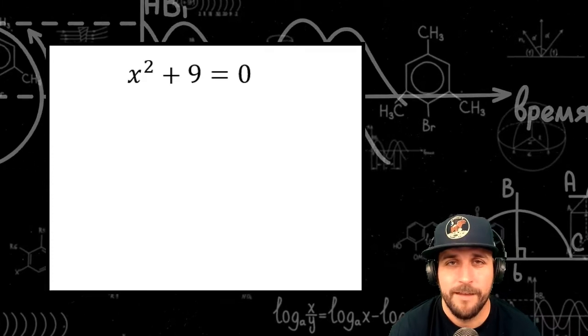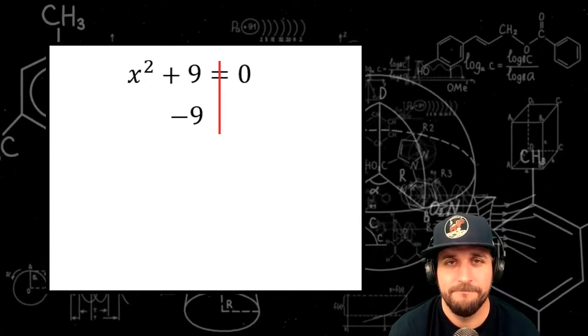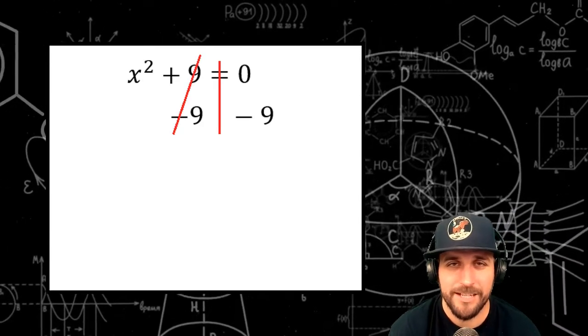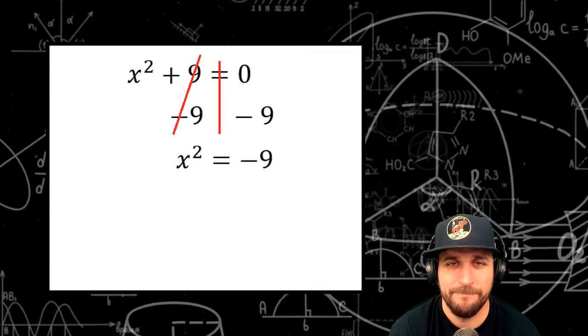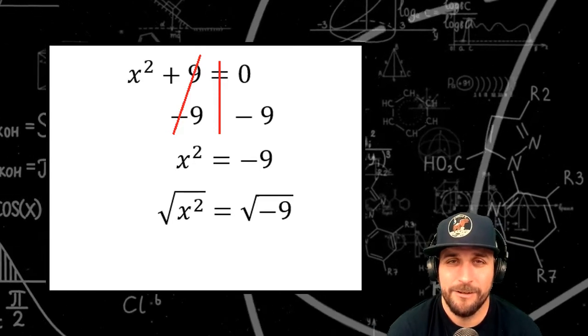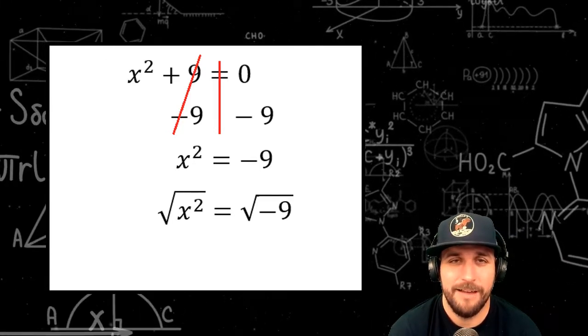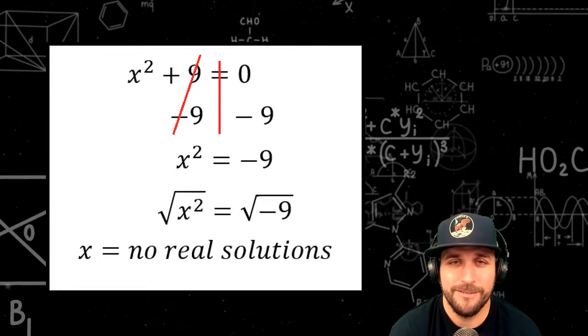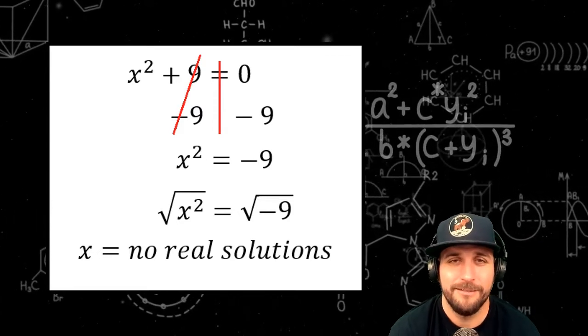On C, isolate x squared first. So I get x squared equals negative 9. Take the square root of both sides. I can't take the square root of a negative number, so x equals no real solutions. There are no solutions to that problem.